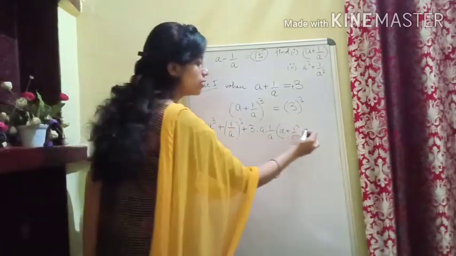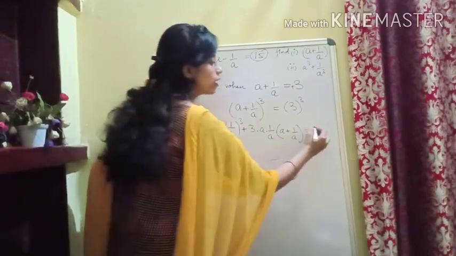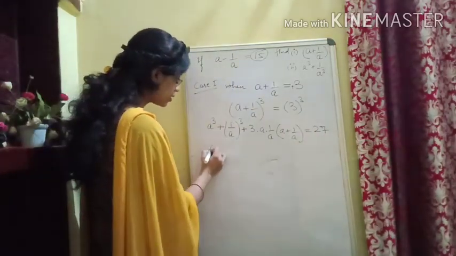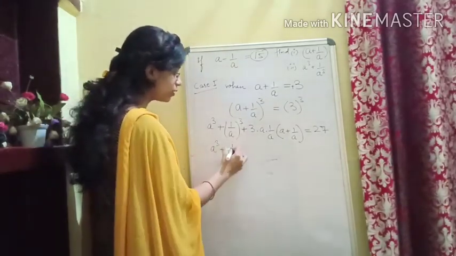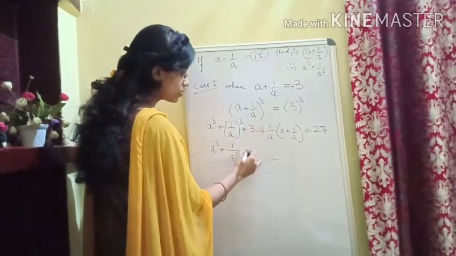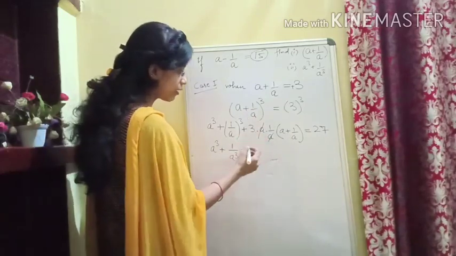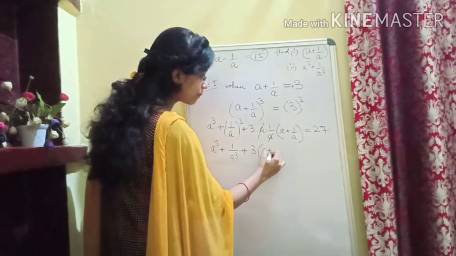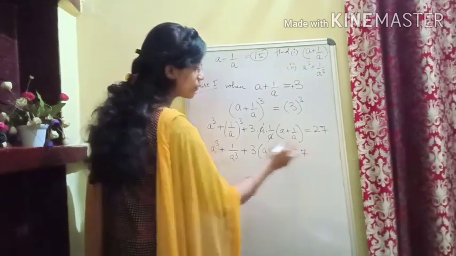Left hand side we have expanded the term using the identity. Right hand side it is 3 cube, which is 3 into 3 into 3, and that will be equal to 27. Now you see it is a cube plus, when you cube this, 1 cube will be 1 and the denominator a cube will be simply a cube. Now this a and this a we can cancel since they are in divide, so 3 into 1 will give you 3, and also we have (a plus 1 upon a) equals 27.